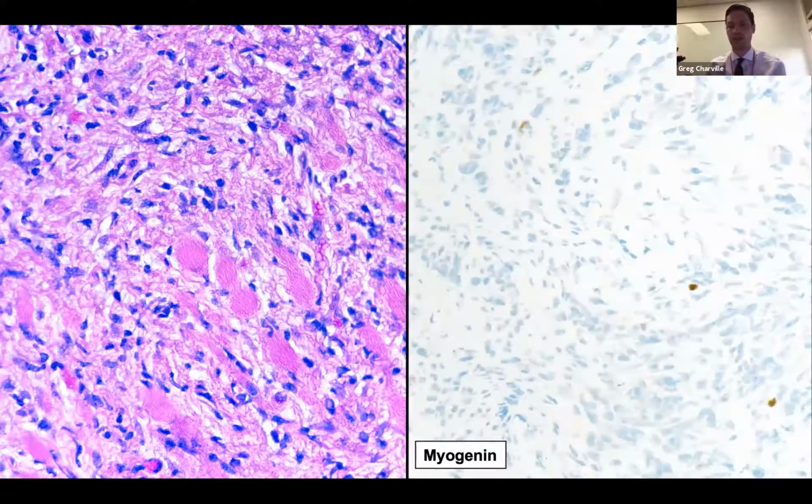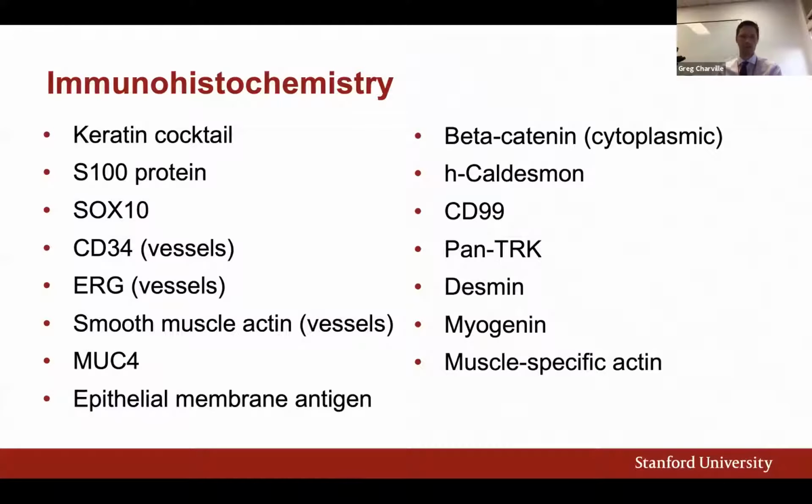And another image demonstrating a similar pattern, where in those areas of infiltration you may have some staining, but no obvious result. So here's the immunohistochemistry again as a summary. And then I will go ahead and open it up for discussion.